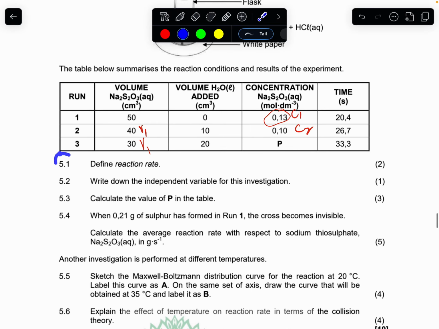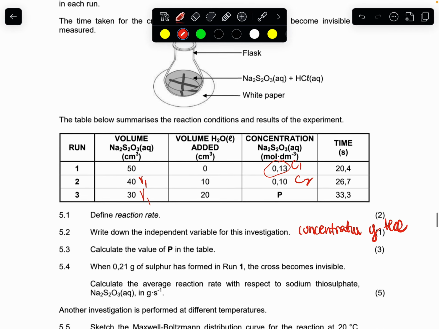Right, 5.1, we leave 5.1, and 5.2 says write down the independent variable. The independent variable is the factor that has been changed. By adding water in these runs, you are changing the concentration. So the answer there is the concentration of HCl, right?